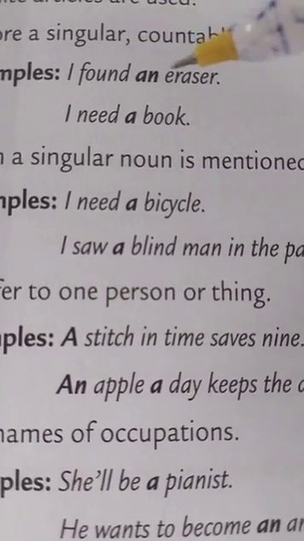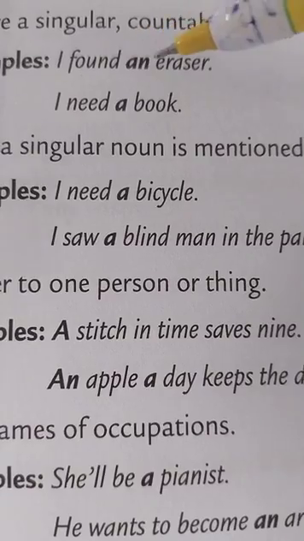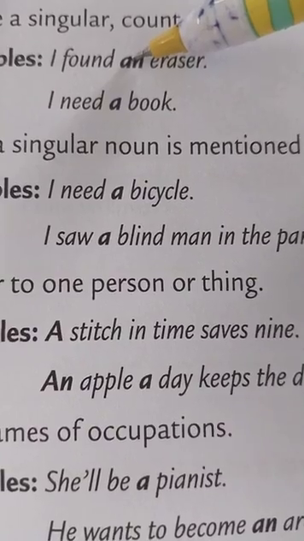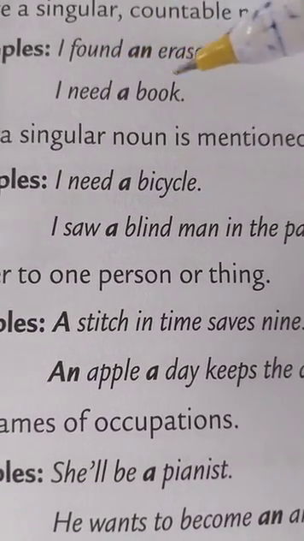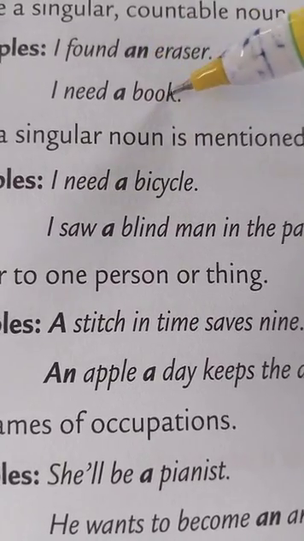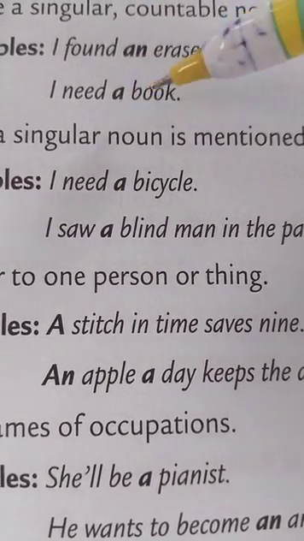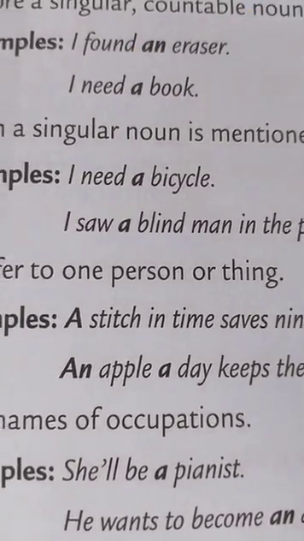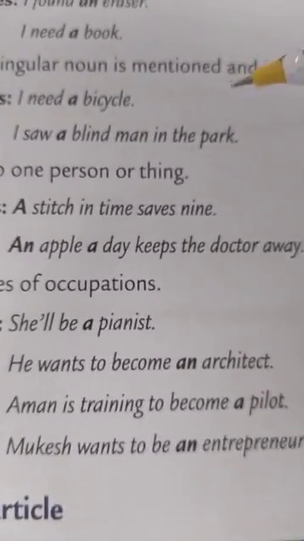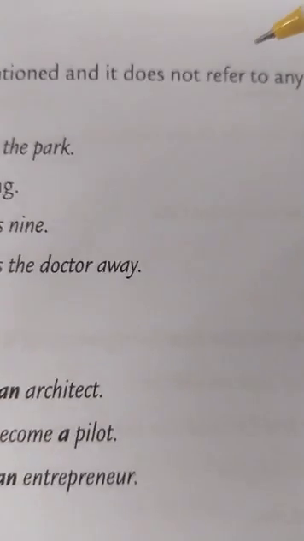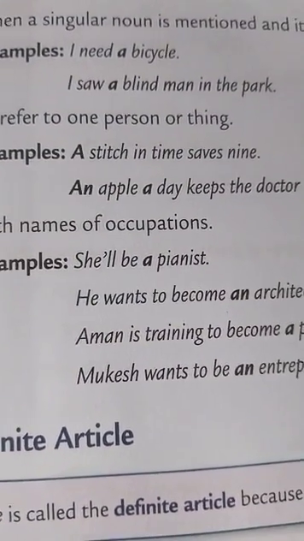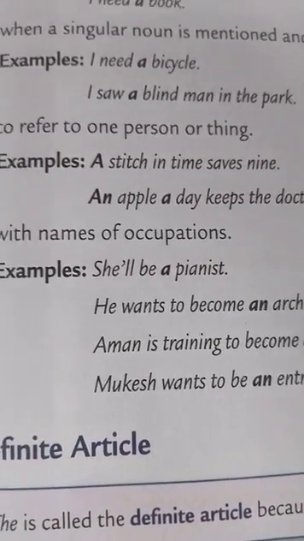For example, I found an eraser. Now in this sentence, eraser is a noun and it is singular and countable. So that's why before it we have used article an. I need a book. Now in this sentence, book is a noun and we have used article a before it. Okay, it is a noun and it is singular and countable, so we have used article a before it. Then when a singular noun is mentioned and it does not refer to any particular person or thing. So if in a sentence a singular noun is not referring to any particular person or thing, before it also we use article a or an.